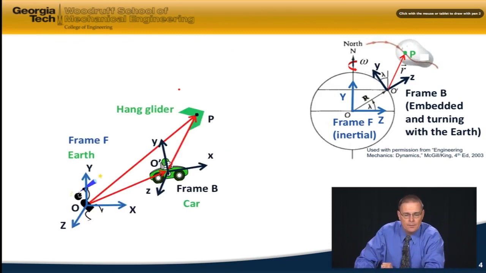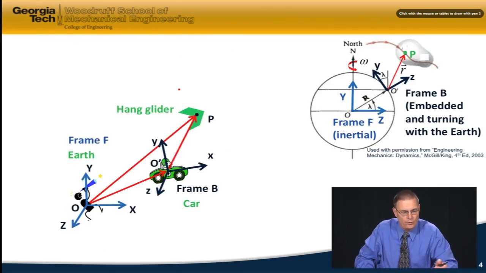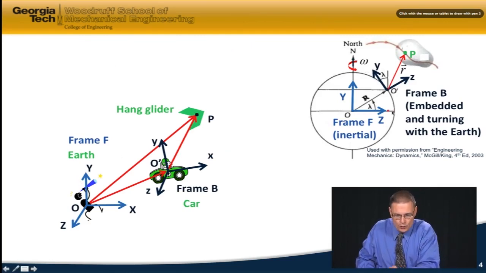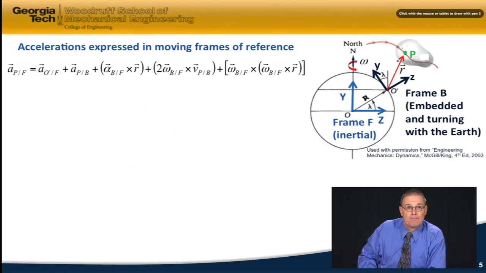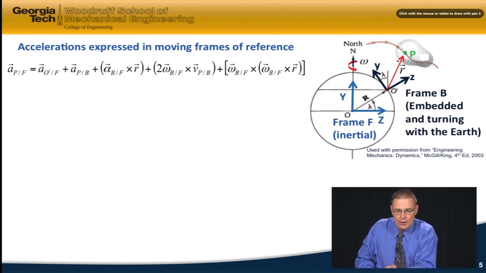So this is a very similar situation to the generic situation we developed with the hang glider. In this case, the inertial frame F is actually the center of the Earth. And frame B, which was the car before, the moving frame, is now embedded to the Earth out here at this point. And then point P is our particle looked at from both frames. And we came up with the accelerations expressed in those moving frames of reference, and this was the equation that we came up with.